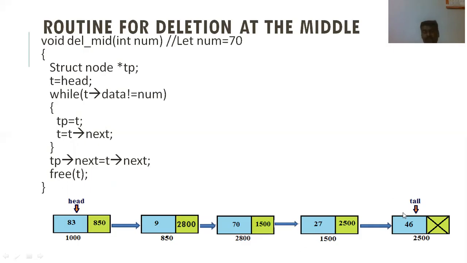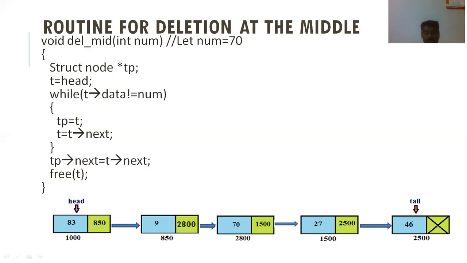Now we want to delete an element in the middle positions. First you search for the element. If the element is at a particular memory location, remove the element from that memory location and link the previous location to the particular next location. It's called a routine for deletion at the middle position. void delete_mid, struct node pointer TP, T equal to head, while T dot data not equal to the key, just move to the next, otherwise assign it as the delete position.